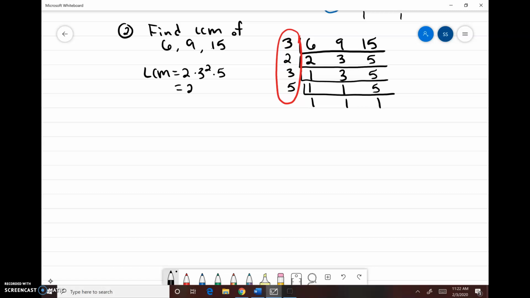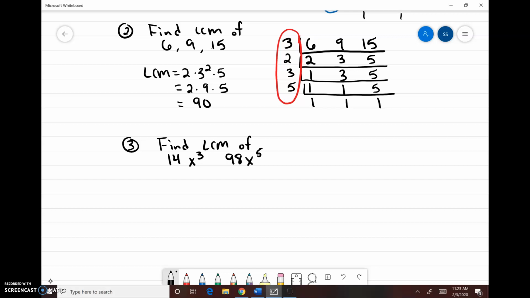So that is 2 times 3 squared, which is 9, times 5. Multiply all this together. It gives us an LCM of 90. Alright, now let's add a little to it. So this time, let's say we want to find the LCM of 14x cubed and 98x to the 5th.